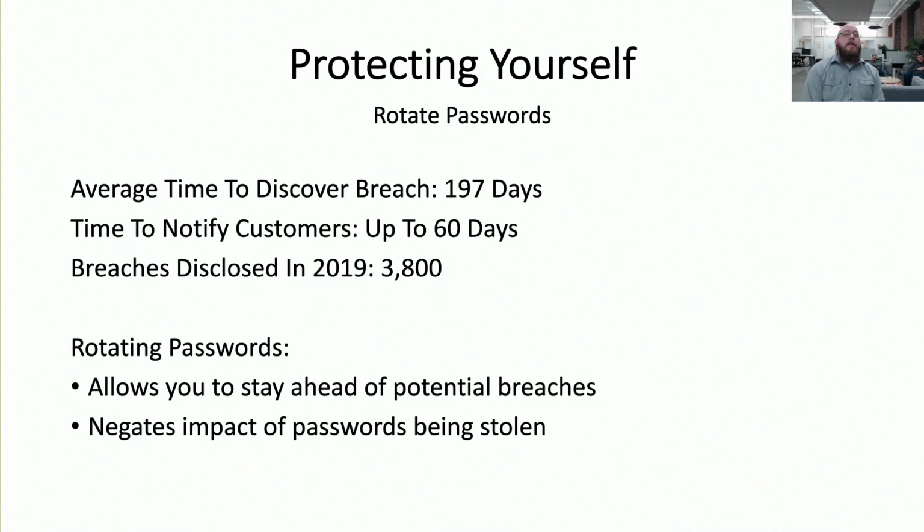The average time to discover a breach is 197 days. The time it takes to notify customers is up to 60 days. And that's honestly if they even decide to disclose. There's a lot of companies who might find a breach and just say, we don't want to take that hit to the public image or our stock price, and they're not going to do the notification. The number of breaches disclosed in 2019 was 3,800.